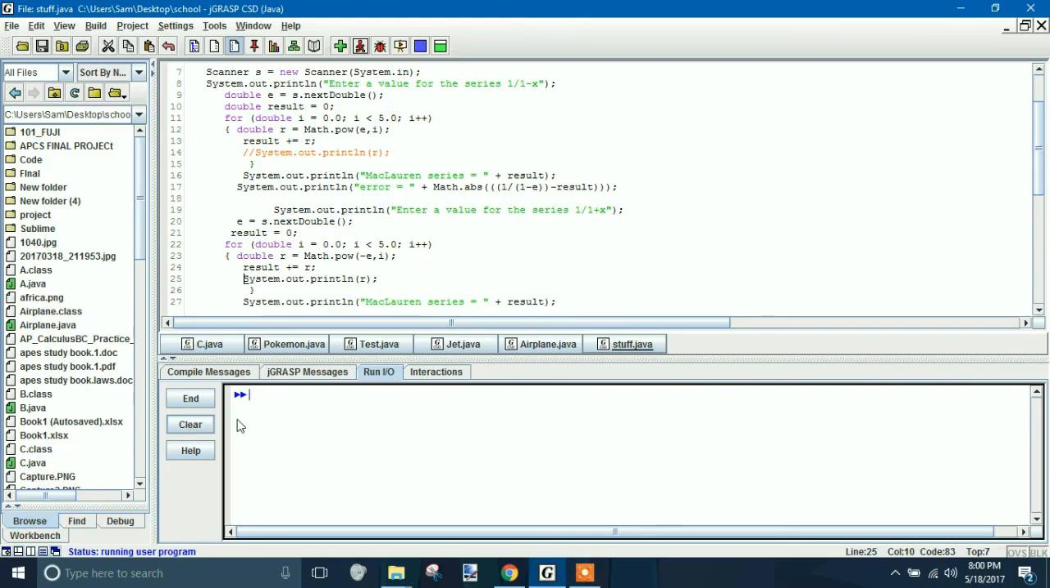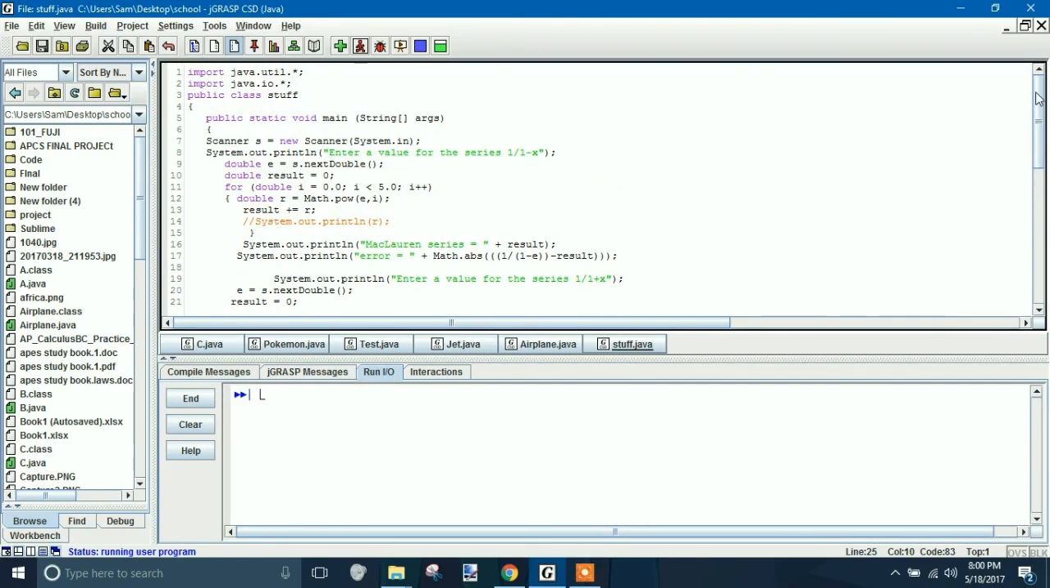Hi! Today I will be showing you this program designed to calculate the Maclaurin series of the base function in Java. So first I'm just going to show it in progress, and then I'm going to get into the actual code.